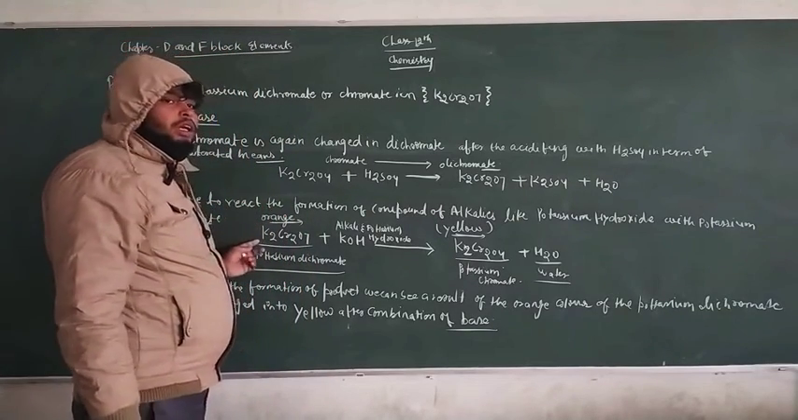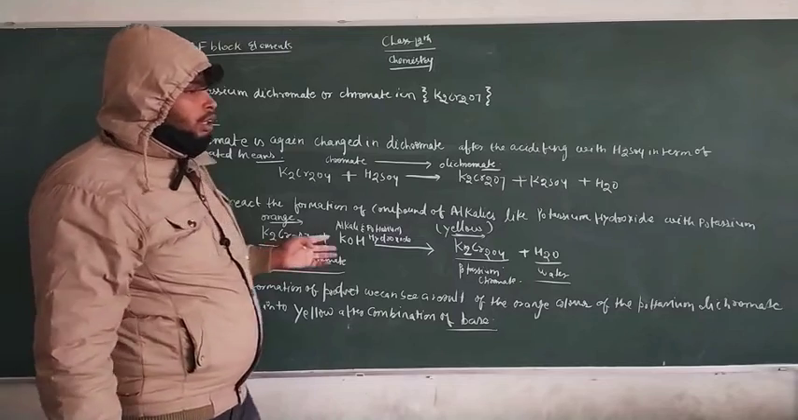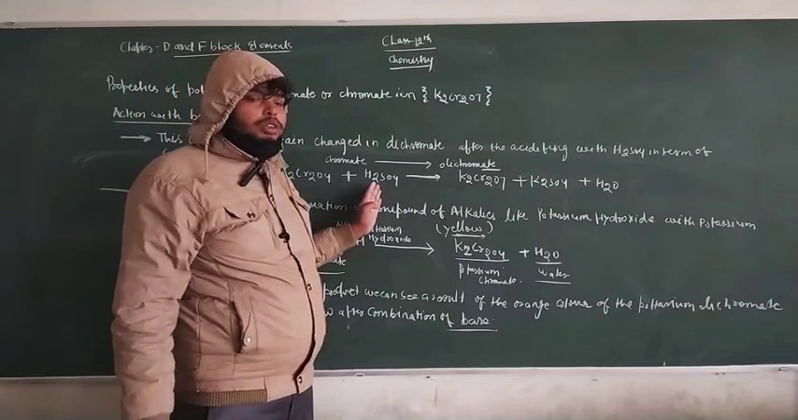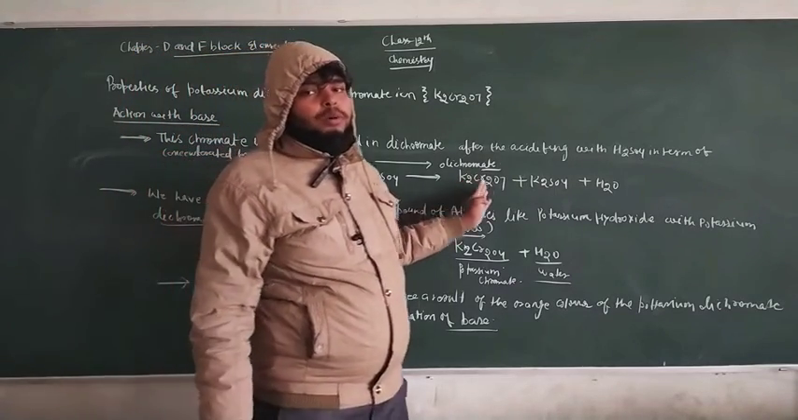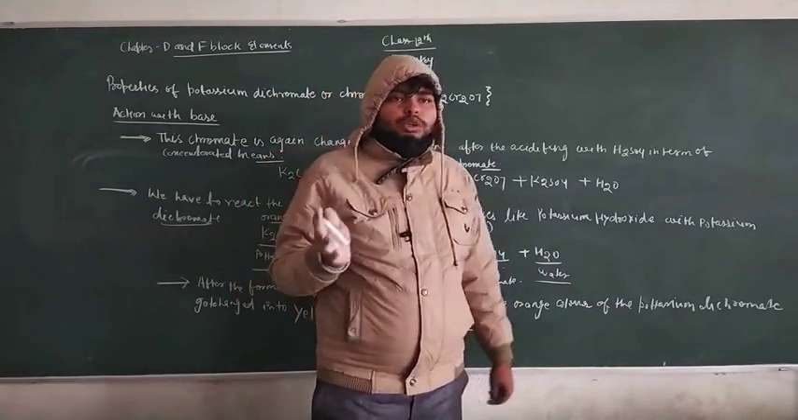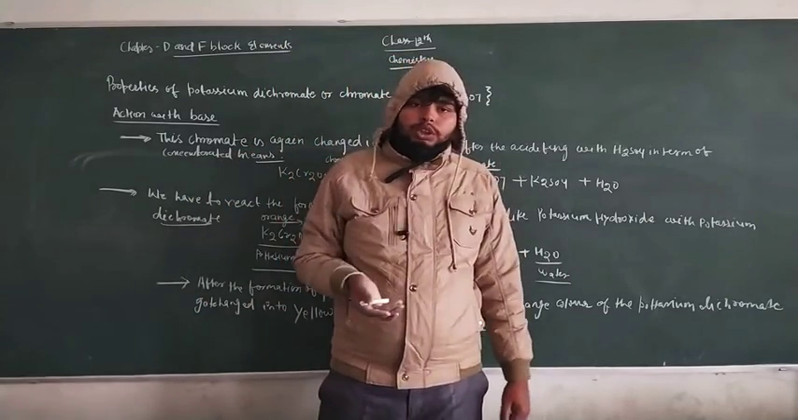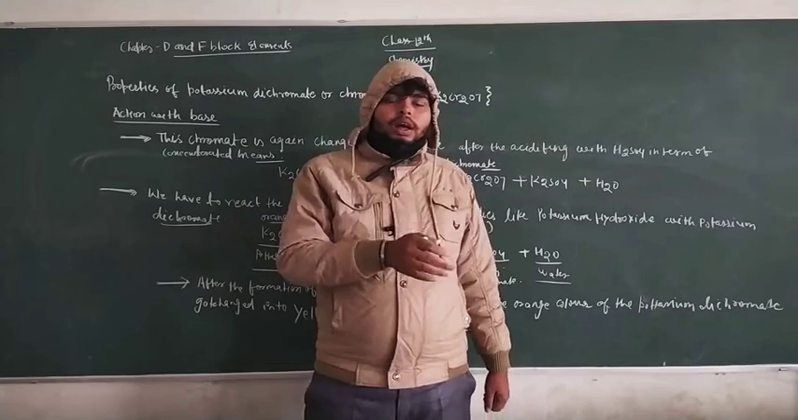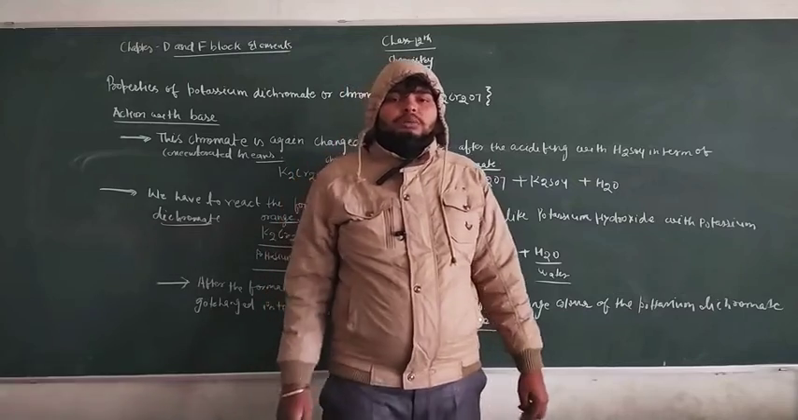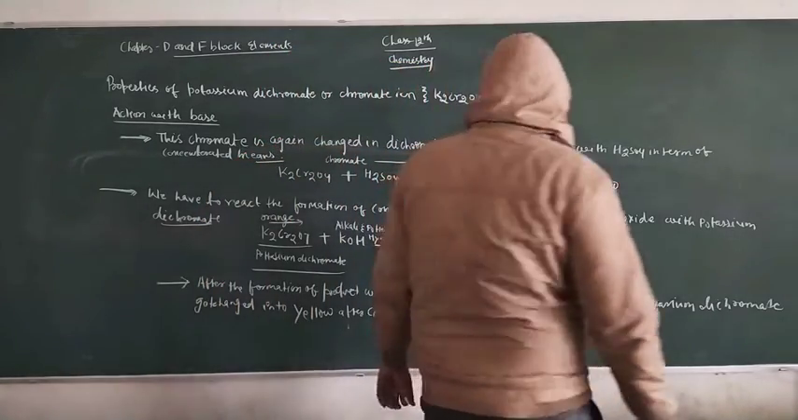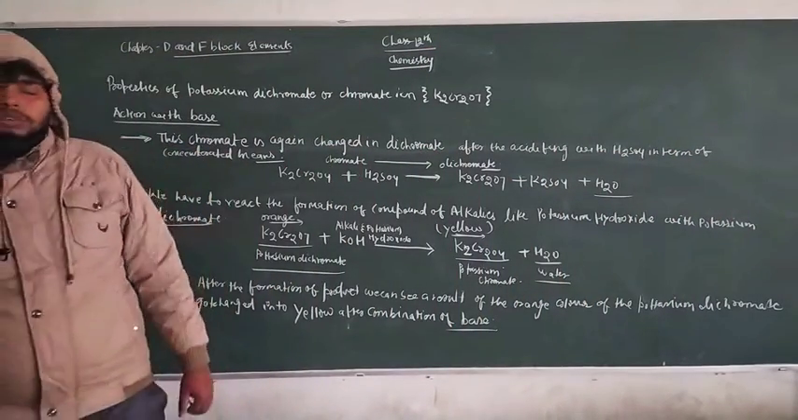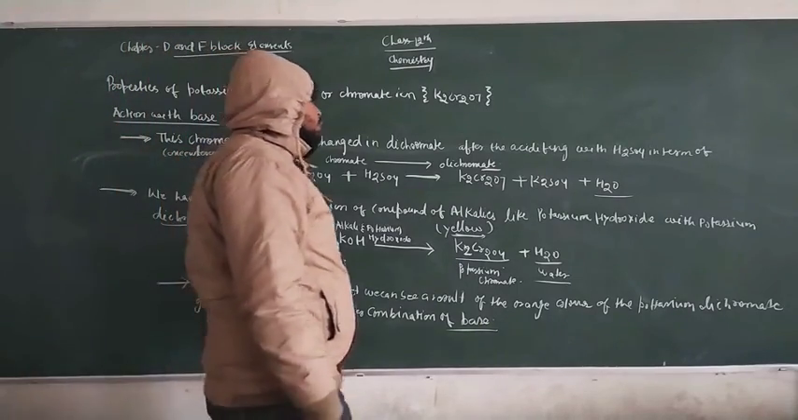This is our first property: when the alkali combines with potassium dichromate, the resultant product is potassium chromate. Again this potassium chromate is combined with dilute or concentrated sulfuric acid, and our resultant product is again potassium dichromate. That means this is a reversible interconversion in terms of equilibrium, from position A to B, and again final to initial. You have to come to this structure-based formation, that is our phenomenon. So these are all important for studying the chemical properties of potassium dichromate.